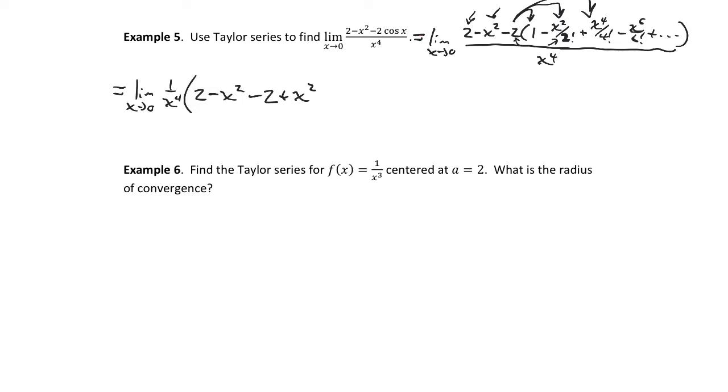When we multiply the negative 2 by the x to the fourth over 4 factorial, it'll be minus 2x to the fourth over 4 factorial, and then it'll be plus 2x to the sixth over 6 factorial, and minus the next one, and so on. Now, what's wonderful about this is we have 2 minus 2, which is 0, negative x squared plus x squared, which is 0.